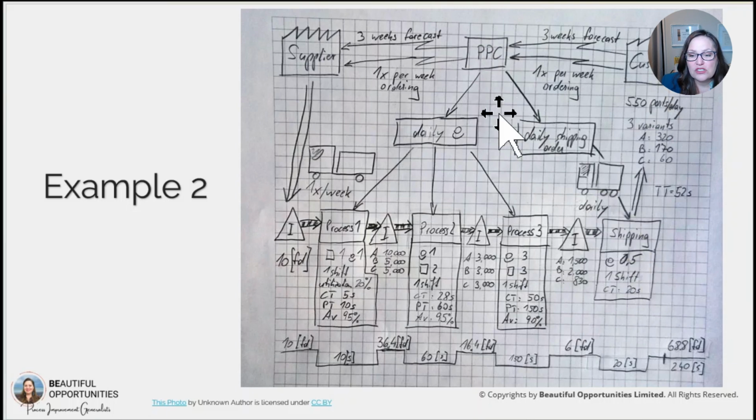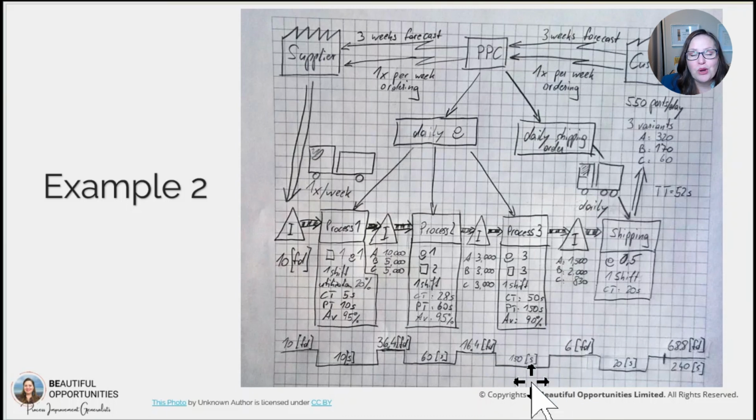Now, here there's also a daily shipping order that we can see that information flow to shipping so that we get that out to our customer. At the bottom here, we can see our lead time ladder, and we can see it takes 10 seconds, 60 seconds, 150 seconds, and 20 seconds. We can also look in each of these and see that there's data like cycle time and the number of people in each process.